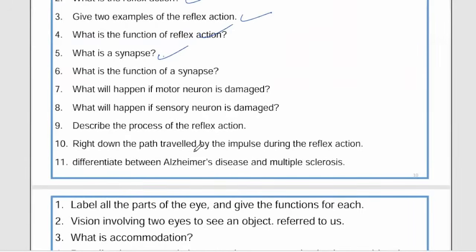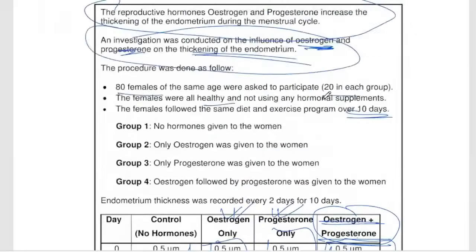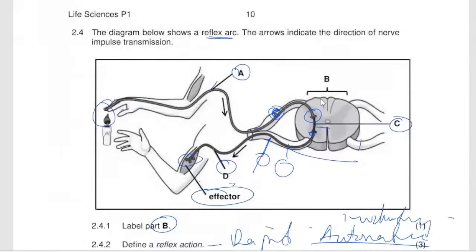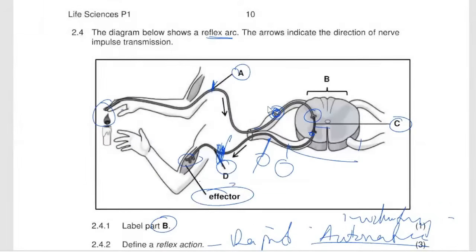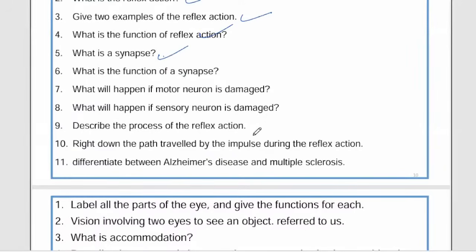They're asking what happens if the motor neuron is damaged. We talked about it. If your motor neuron is damaged, it means you will be able to feel, but you won't be able to respond. And if the sensory neuron is damaged, then you will not be able to feel, but you will be able to respond. You can go to our videos where I explained that very well.